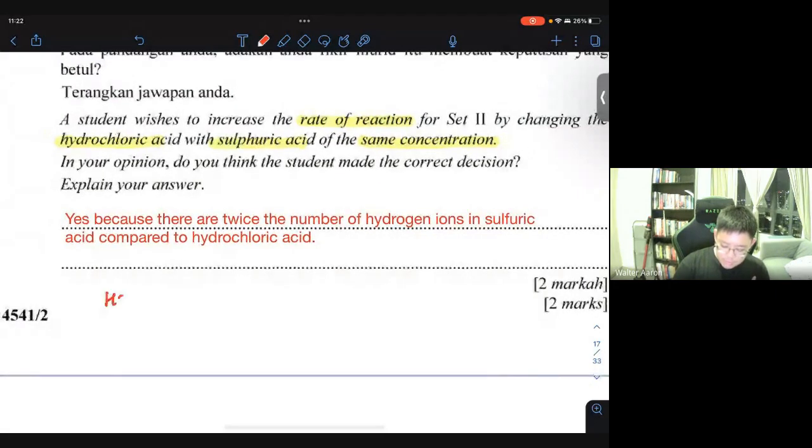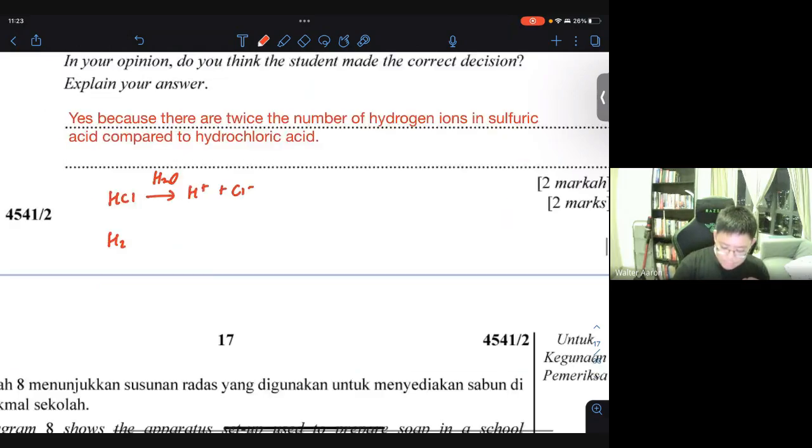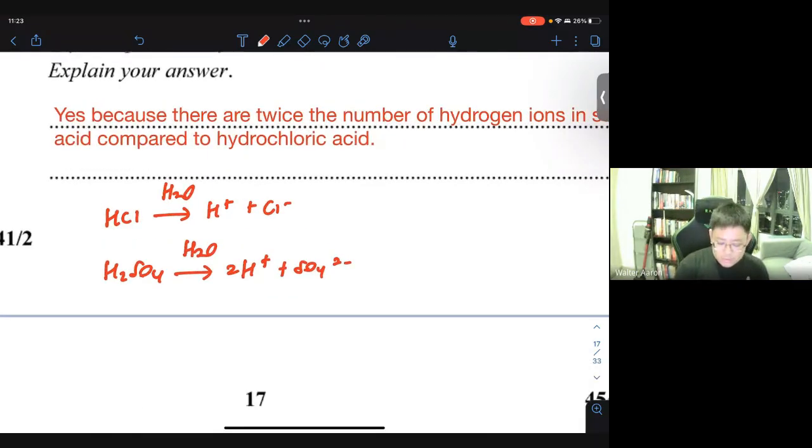For HCl, if you dissociate it in water, you get H+ and Cl-. For every 1 molecule of HCl that dissociates, you get 1 hydrogen ion. But for sulfuric acid, it's different. If you dissociate it in water, you get twice the amount of hydrogen ions compared to monoprotic acids like hydrochloric acid. Of course, the more hydrogen ions present, the higher the rate of reaction, because more hydrogen ions means more reactant particles, which means more collisions between the particles. Then you get a higher rate of reaction.